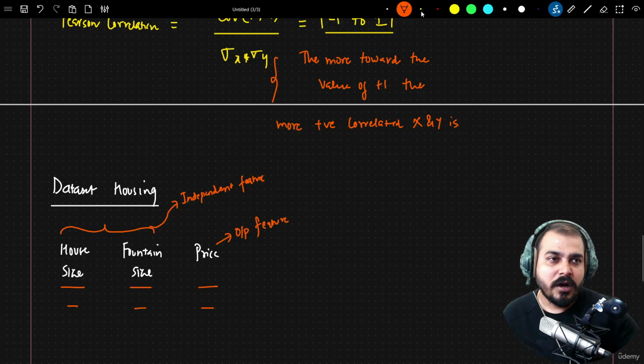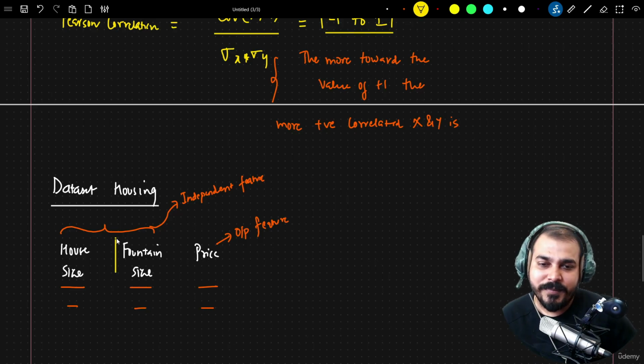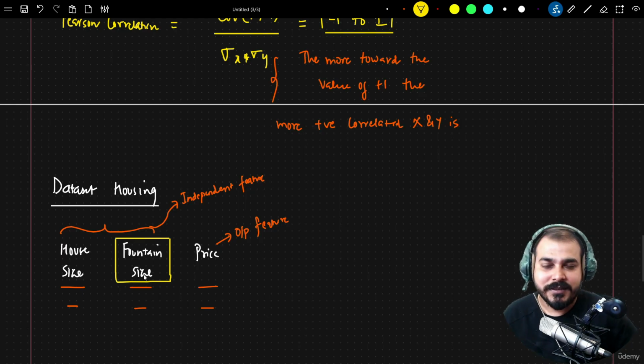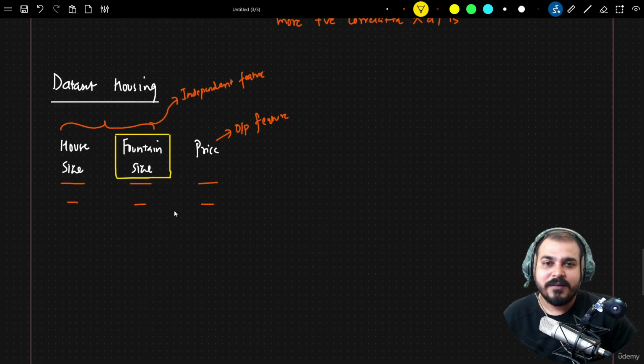Now guys, if you just apply common sense, you know that fountain size may not be a very important feature, because even though you have a bigger fountain or a smaller fountain, it does not mean that your house price will increase within apartments, right? And obviously most of the bigger groups of apartments will definitely have some kind of fountain, just to put some nice showcase, right?